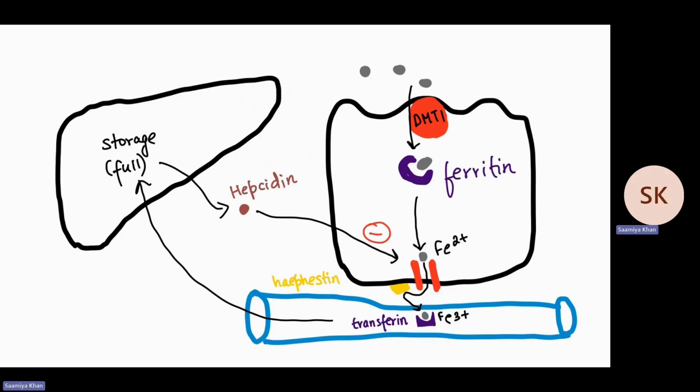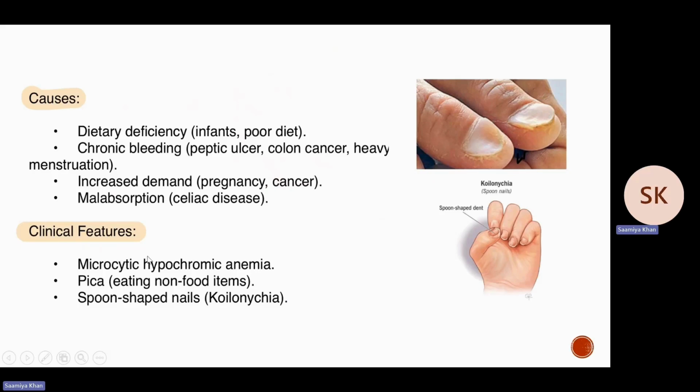So let's continue. For iron deficiency anemia, the causes are dietary deficiency, like in infants, poor diet, chronic bleeding, like you could have peptic ulcers, colon cancer, heavy menstruation, or increased demand, like in pregnancy or cancer, or malabsorption, like in celiac disease. In clinical features, as we already discussed, we can see microcytic hypochromic anemia. We can see pica, which is craving non-food substances like dirt or hair. And then we could see spoon-shaped nails, koilonychia, as we can see in the picture.